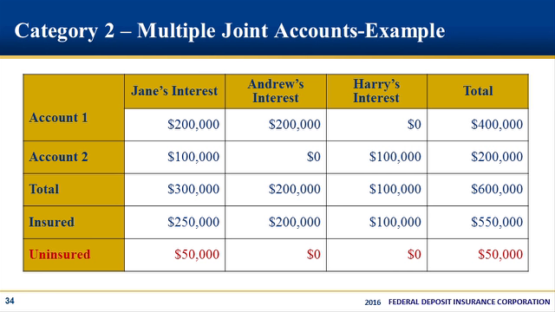This example shows that in calculating joint account coverage, a depositor's ownership interest in all joint account deposits must be added together in determining how much insurance coverage they can have under Category 2 joint accounts. The key point to remember from this example is that while Jane Smith did not have an ownership interest of more than $250,000 in any one joint account, her combined ownership interest in multiple joint accounts totaled $300,000, and that resulted in her having $50,000 of uninsured funds.